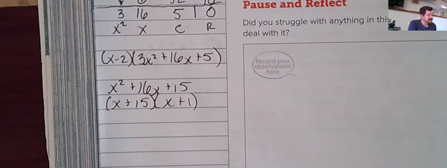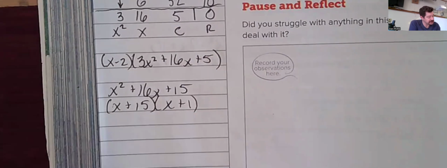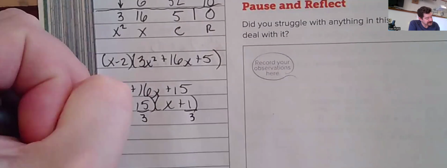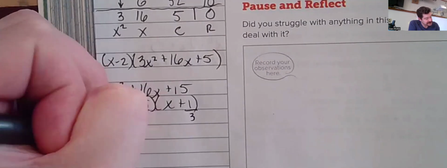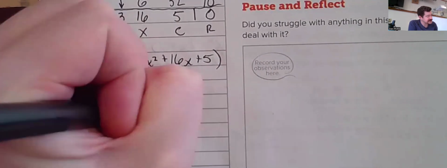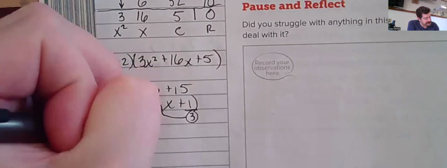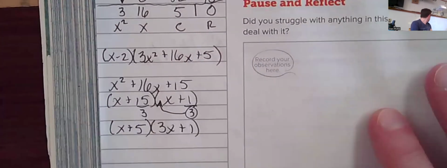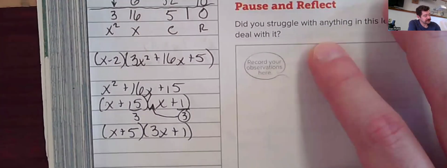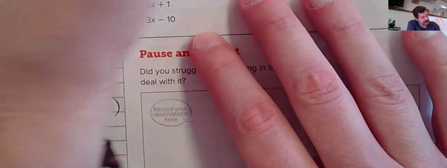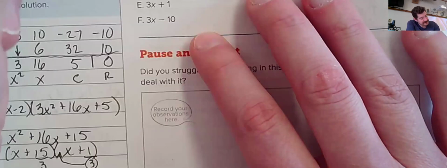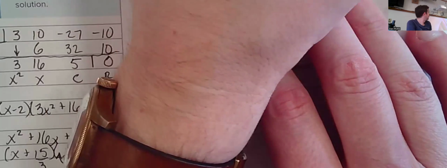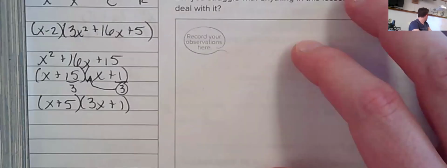And then we divide both sets of parentheses, the numbers in them, by the original value of a, which in this case is 3. So divide by 3, divide by 3. 15 divides by 3, so that's going to be x plus 5. 1/3 doesn't divide, so we need to slide the 3 in front of the x, and that gives us 3x plus 1. So this will factor to x minus 2 times x plus 5 times 3x plus 1. So there's the work for the factoring down there.